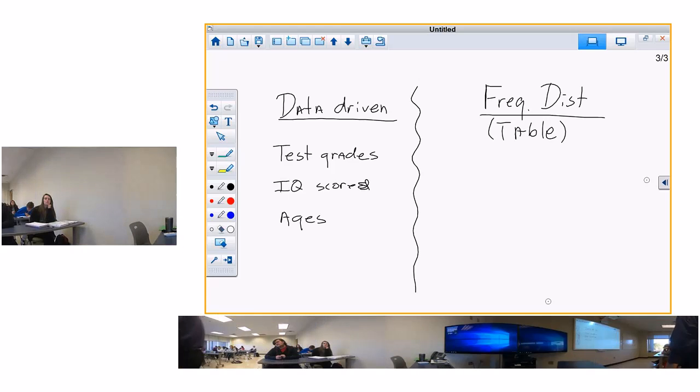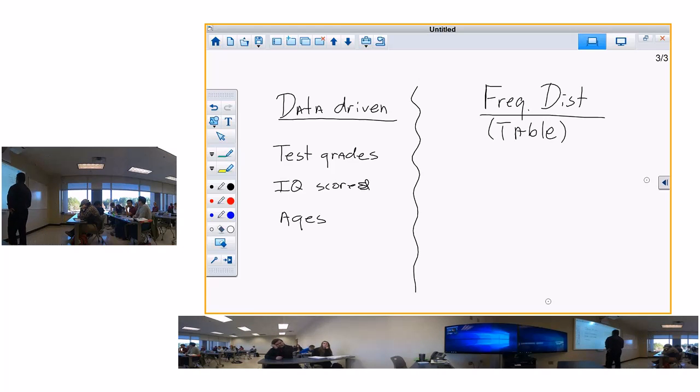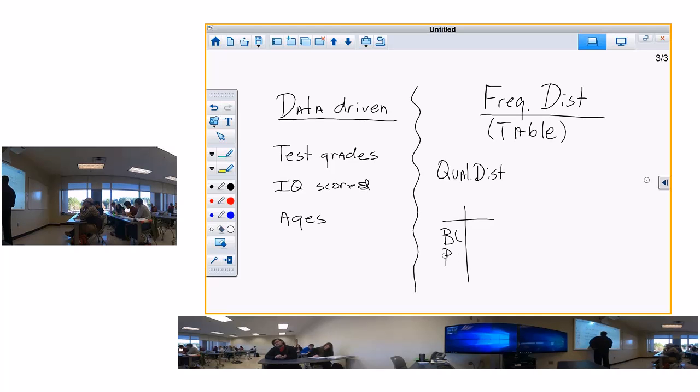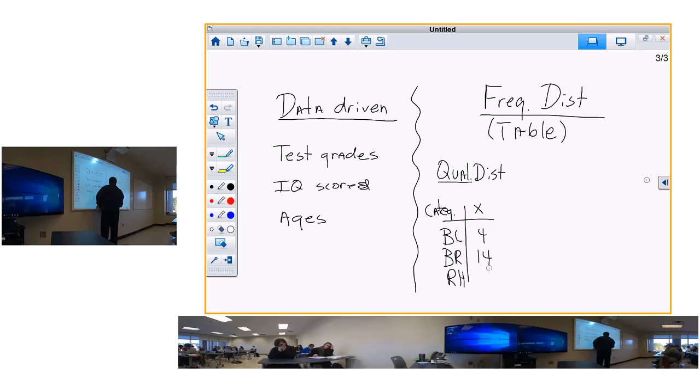A qualitative distribution would be blondes, brunettes, and redheads. Those are the qualitative categories, with a head count for each: 14, 2.